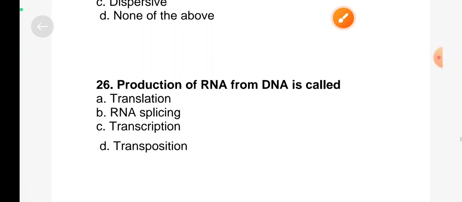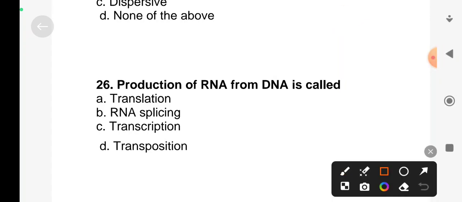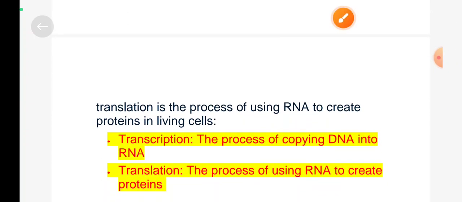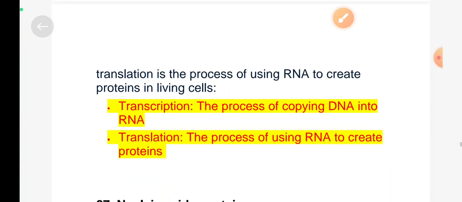Next question. Production of RNA from DNA is called: option A, translation; option B, RNA splicing; option C, transcription; option D, transposition. Correct answer is option C. Production of RNA from DNA is called transcription. Option C is correct. Translation is the process of using RNA to create protein in living cells. Transcription is the process of copying DNA into RNA, and translation is the process of using RNA to create protein.